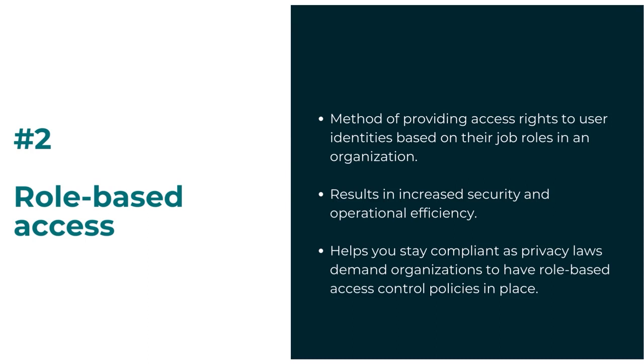Now, the next IGA essential that we'll talk about is role based access control. In very simple terms, role based access is just the method of providing access controls and rights to user identities based on their job roles in an organization. So, if I am from the product team, I'll have access to a separate set of resources. If you are from the development team or the marketing team, you will be allowed to access a set of resources, and these accesses will be provided automatically because our identities will be tied and closely integrated with the role we serve in the organization.